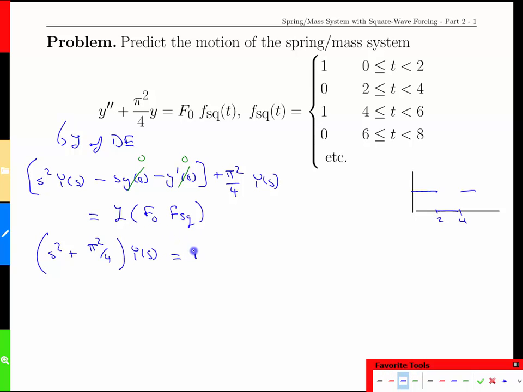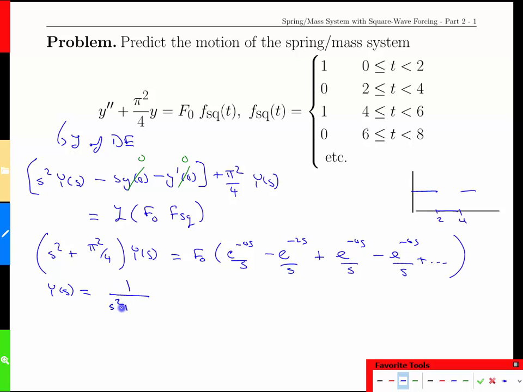And then the transform of this right-hand side would be f naught times e to the minus 0s over s minus e to the minus 2s over s, alternating signs, plus, minus, plus, e to the minus 4s over s. And that's just capturing the step functions that give us the on-off motion we're looking for. We can now solve for Y(s). It's fairly straightforward. And we get 1 over s squared plus pi squared over 4 times f naught. So we'll put an f naught here, and we have our e to the minus 0s and so on.